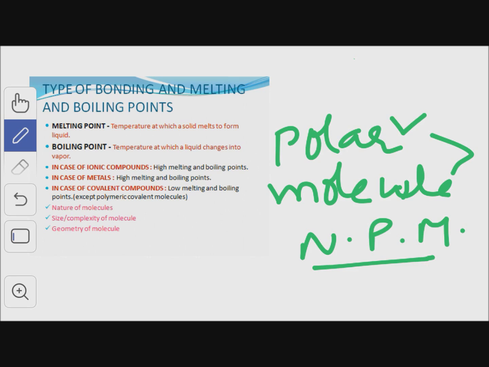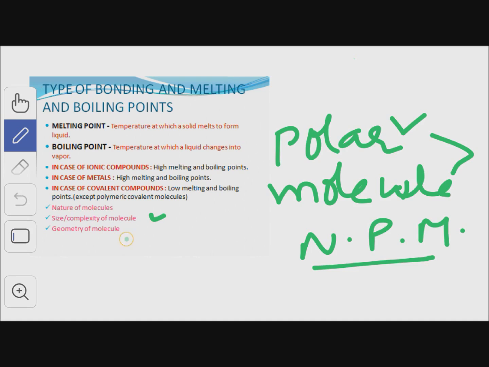Next is the size and complexity of the molecule. When there is larger size of the molecule, the magnitude of London force is also greater, and its melting point and boiling point are also high. And when the size of the molecule is smaller, then the magnitude of London forces is also decreased. In this case, the melting and boiling points are low.